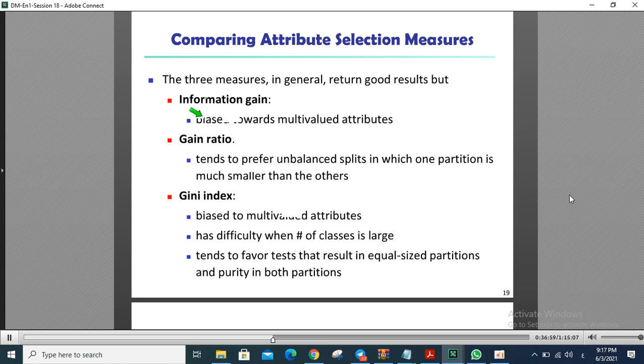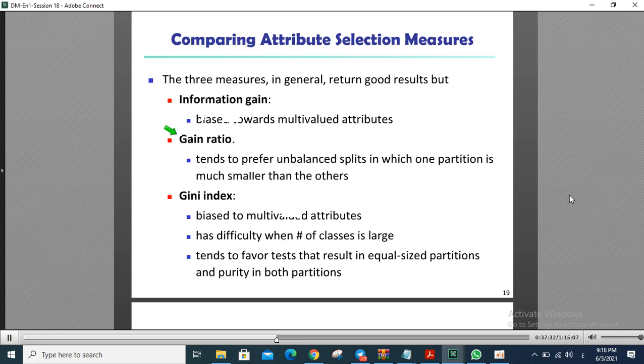Information gain is affected by such conditions. Its result is biased toward those attributes. So in such cases, it's better for me to choose another measure.